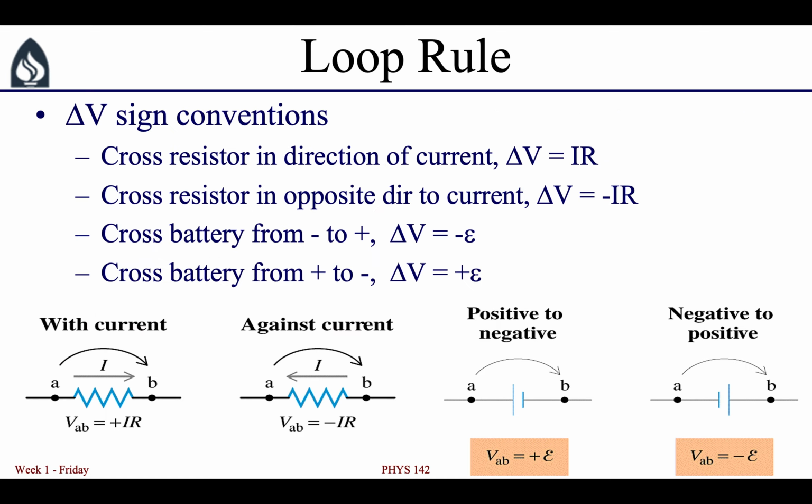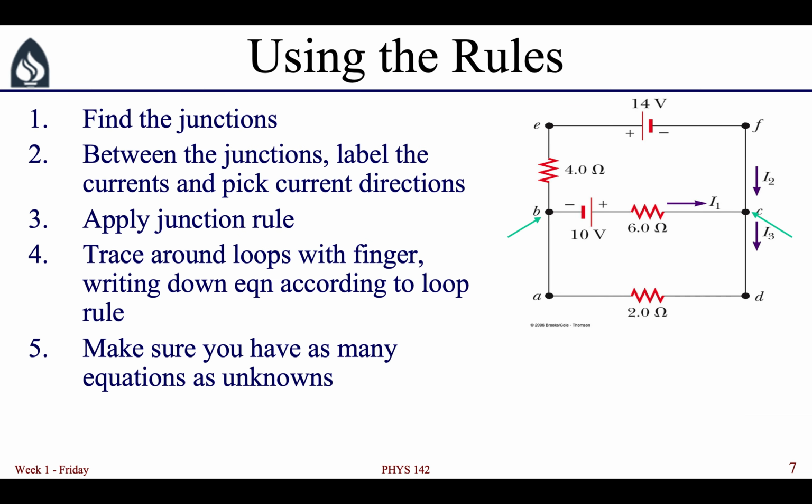If you cross a battery and you hit the positive terminal first, you write down positive the voltage of the battery. If you go across a battery and you hit the negative terminal first, then you write down negative the potential difference of the battery. So here is how we use the rules. The first step is we find the junctions in a circuit. Then between the junctions, we label currents and pick current directions.